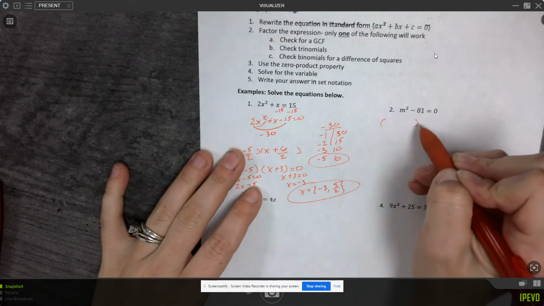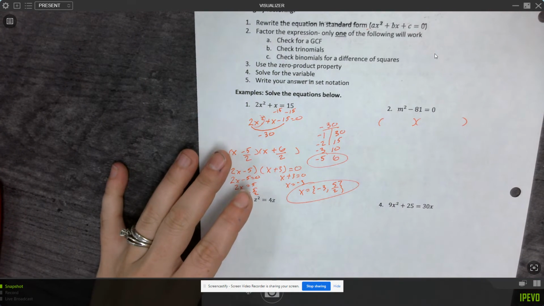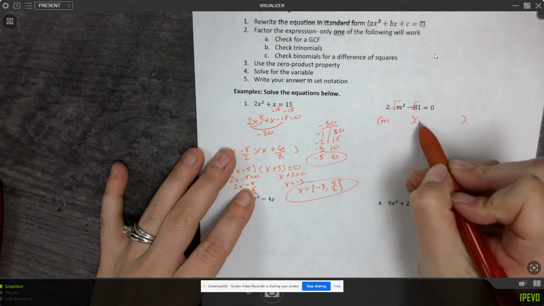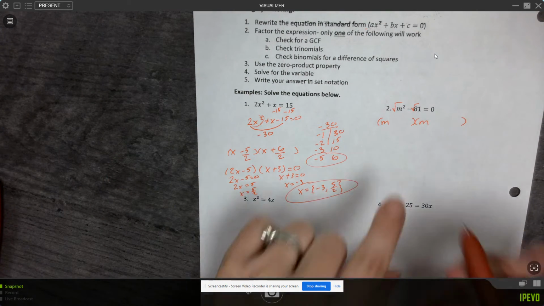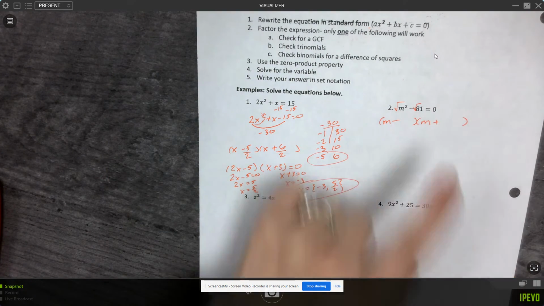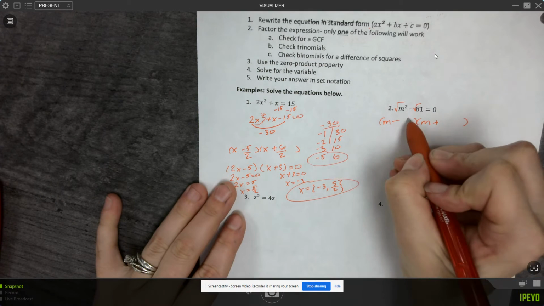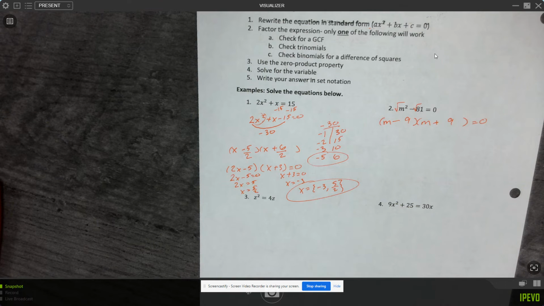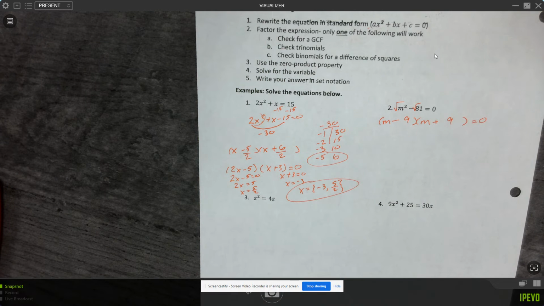Difference of squares are 2 parentheses. Square root both terms, m squared. And when I square root that, I get m. Goes first in both sets. Put a minus in this one and a plus in this one. Square root of 81 is 9. That's it for factoring. Difference of squares. Square root both terms. Put one with a minus and one with a plus.